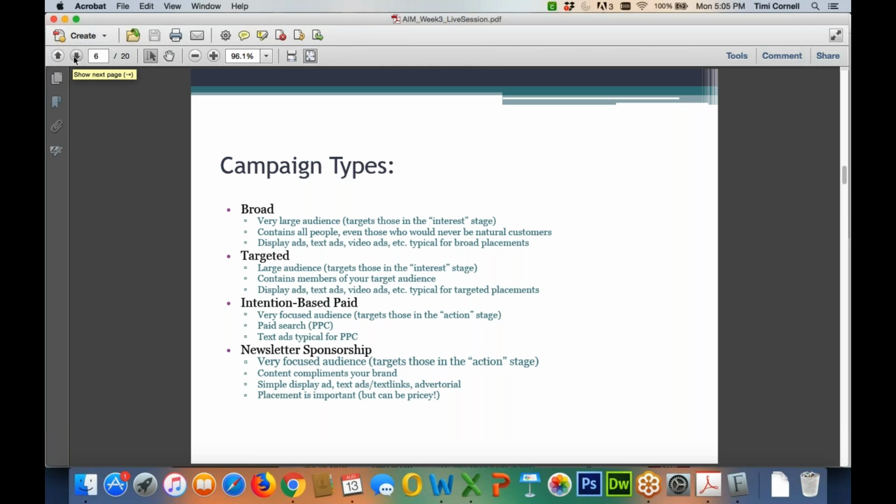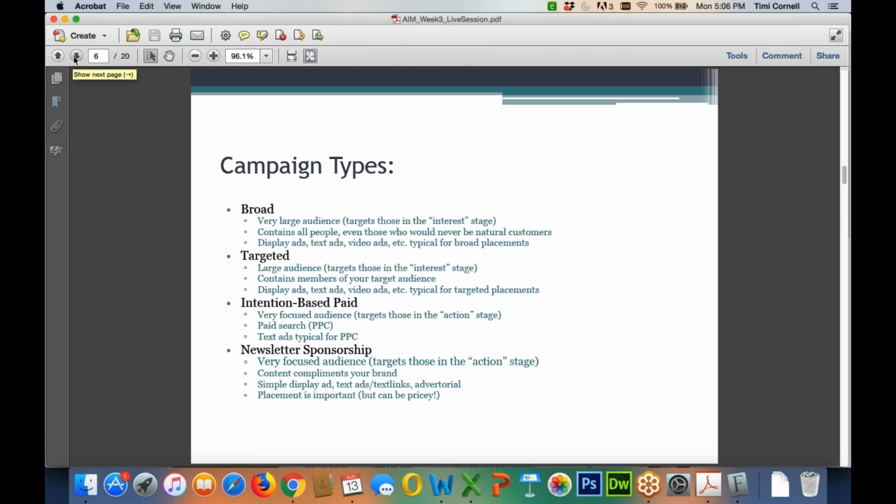All right, our next campaign, the third one, the intention-based paid campaign. This is our paid search campaign. And the audience, of course, is going to be very focused here because they're using keywords to initiate a search to find your company. And you guys may have conducted keyword research in previous classes. I think in Maria's class, she may have had you do some keyword research.